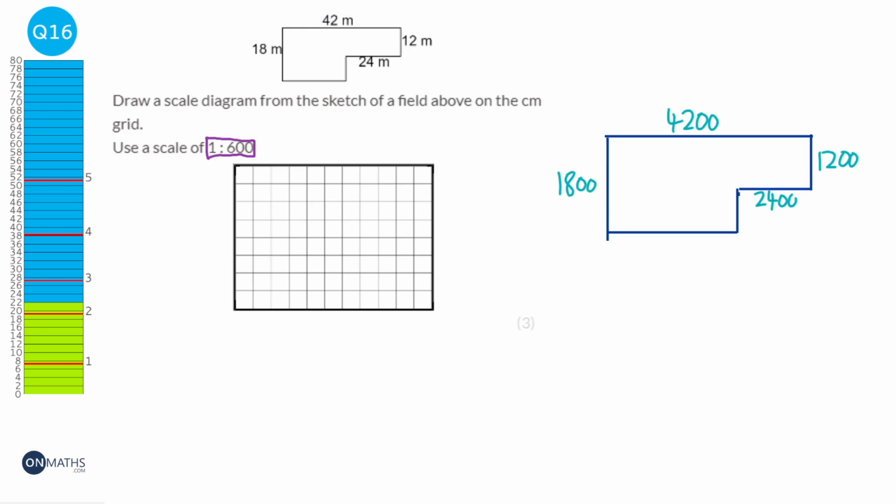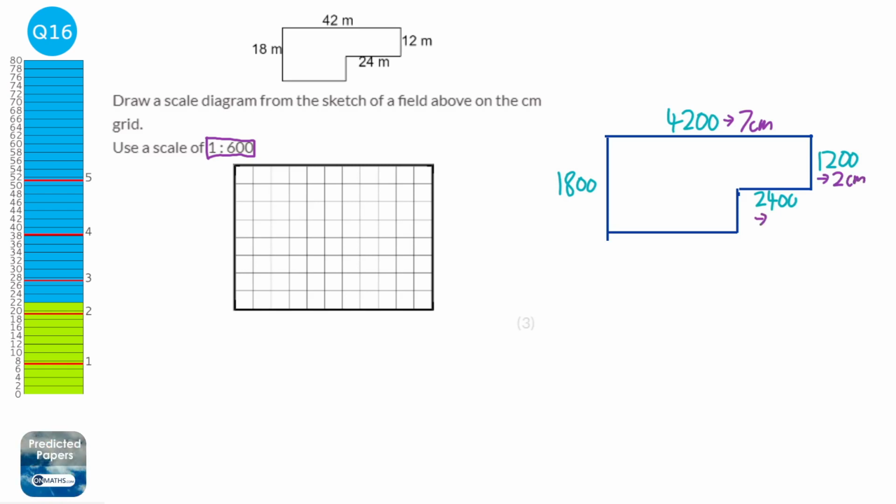So I've converted them all in centimetres, and now I need to work out how many centimetres there are going to be on our diagram. So I'm going to start with the 4,200, and all you need to do is divide it by 600, and I get the answer of 7. So it's going to be 7 centimetres on our diagram. 1,200 divided by 600, it's going to be 2. So that's going to be 2 centimetres on our diagram.